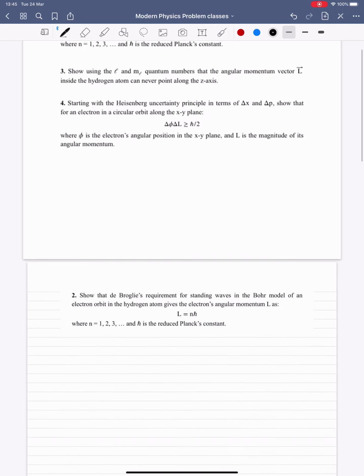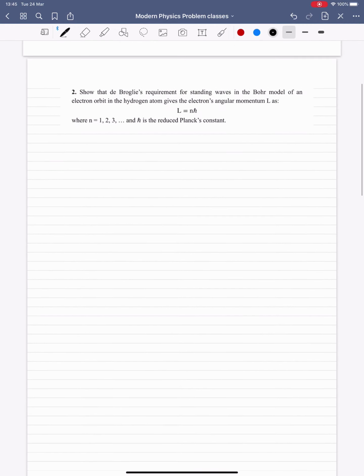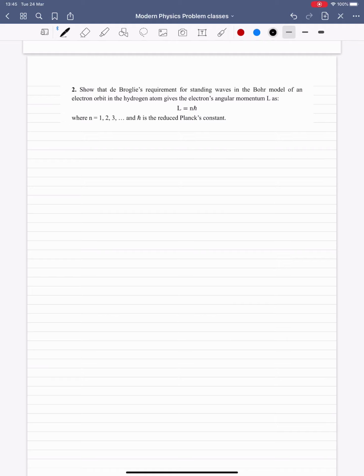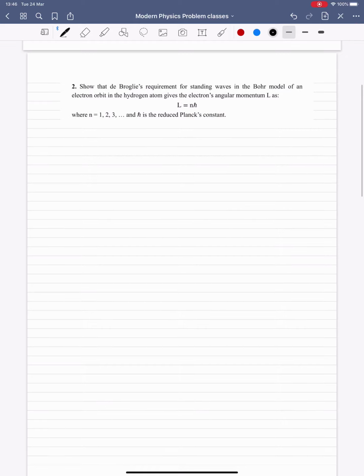So let's get started. First of all, question 2 says, show that de Broglie's requirement for standing waves in the Bohr model of an electron orbit in the hydrogen atom gives the electron's angular momentum L as L equals n h bar, where n is some positive integer from 1 upwards, and h bar is the reduced Planck's constant.